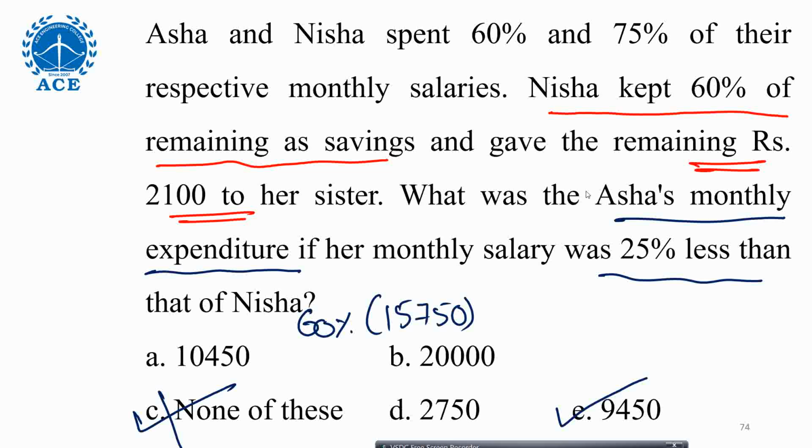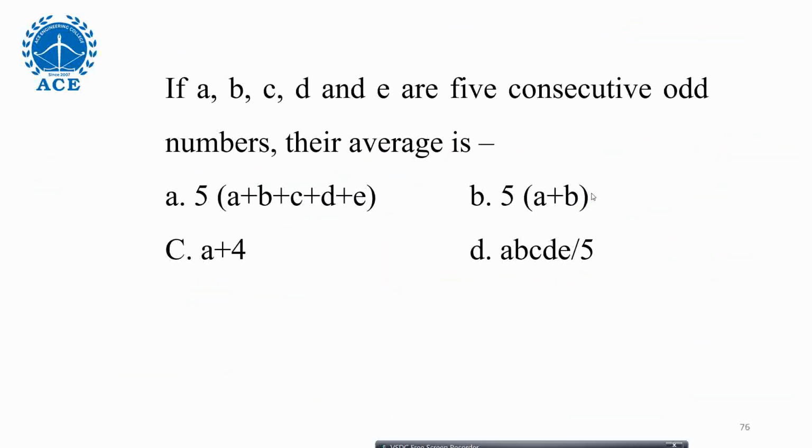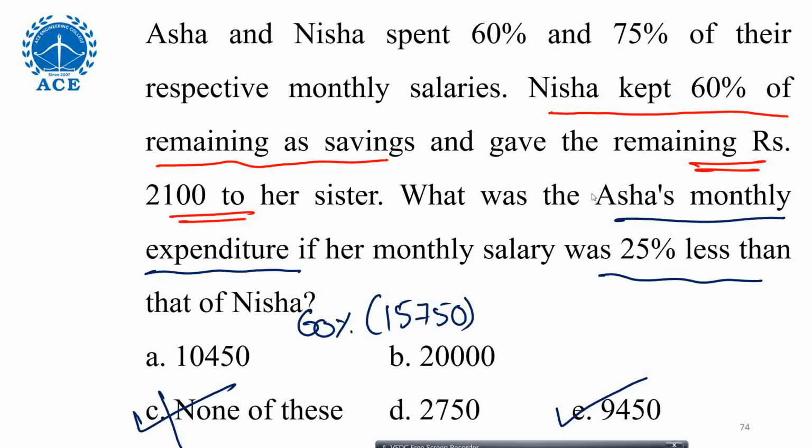Yeah, this question is difficult level. We can add on to that, because that problem is also there. We got 50,750, but still they're asking how much Asha spent.